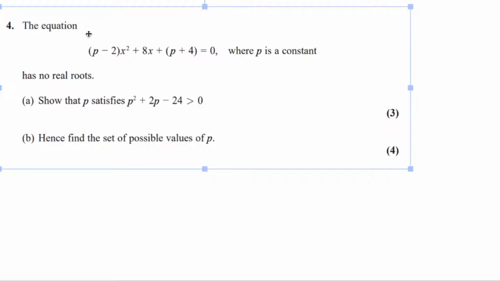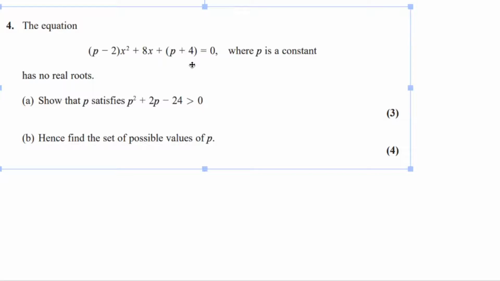In question 4, we're given the equation (p − 2)x² + 8x + p + 4 = 0, where p is a constant. This equation has no real roots. In part A, we have to show that p satisfies this inequality, and in part B, we have to find the set of possible values of p.